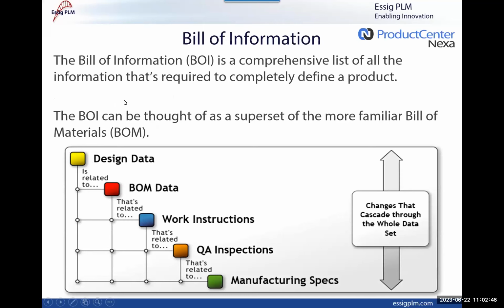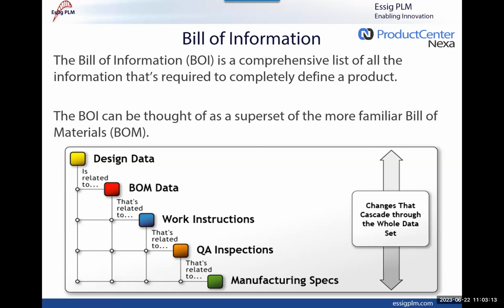So the bill of information, it's basically a comprehensive list of everything that you build, ship, and support, right? So you have design data, and this little chart here is showing you my CAD designers might design something, then that flows into bill of material data. So can I push a BOM from my CAD design into Nexa? Absolutely. And then from there, I might need work instructions, QA inspections, manufacturing specs, and the list goes on. Of course, this is just a partial list.